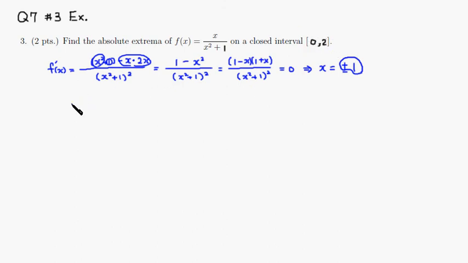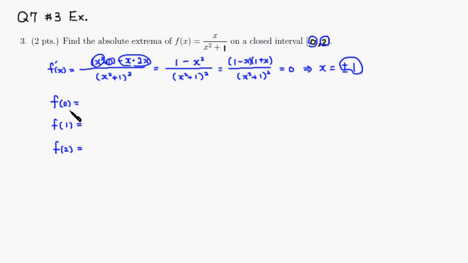So we need to check 3 possible places. So that will be, first one is 0, right? So that's this left endpoint of the interval. And another place we have to look at would be the critical number, which is positive 1, right? And then we also need to look at the right endpoint, so that's at 2, right? So one of these has to be absolute maximum, and one of these has to be an absolute minimum, right?